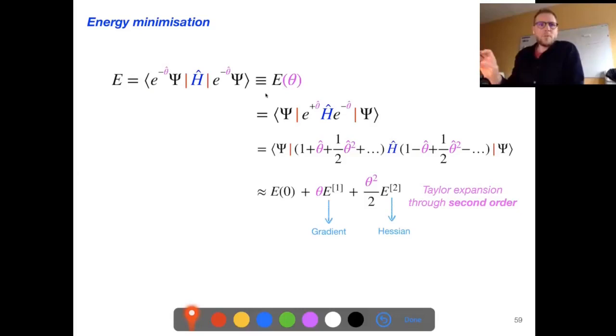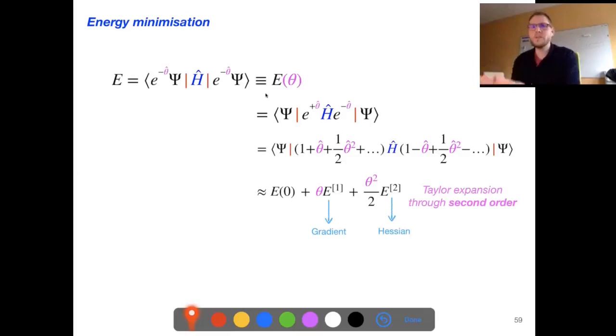And this will be super nice if I want to actually implement this method. What you see on the screen is how the Taylor expansion looks if you stop at second order, which is usually what people do, okay? So it's a bit like doing perturbation theory through second order. Which means that you will have appearing the first order derivative of the energy, which we call the gradient, and the second order derivative of the energy, which is the Hessian. But here you don't need to calculate these derivatives. You don't need to derive any formula. Why? Because you just benefit from the expansion of the exponential. So they are just coming straight out of the box.